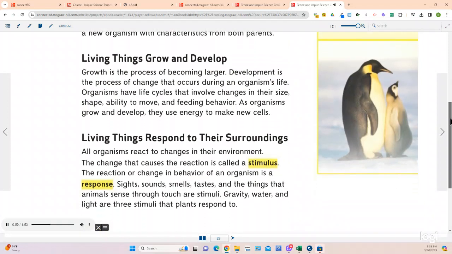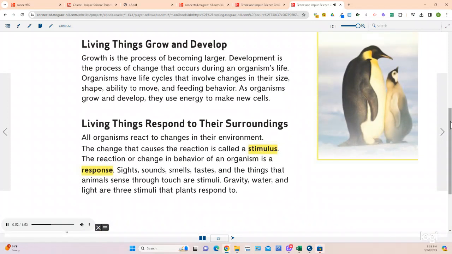Living things grow and develop. Growth is the process of becoming larger. Development is the process of change that occurs during an organism's life. Organisms have life cycles that involve changes in their size, shape, ability to move, and feeding behavior. As organisms grow and develop, they use energy to make new cells.